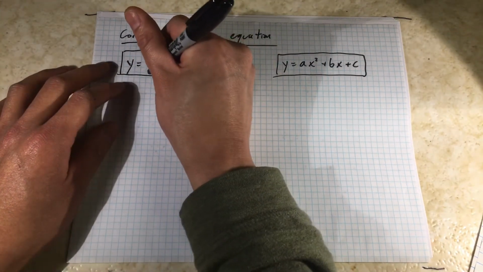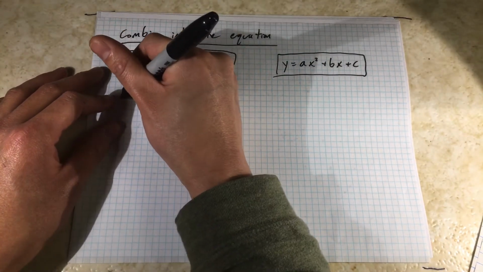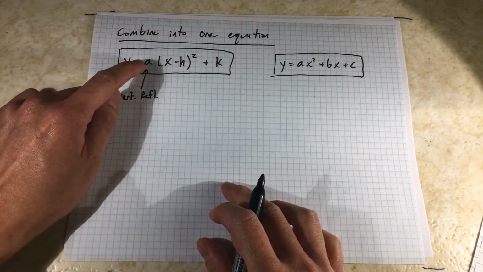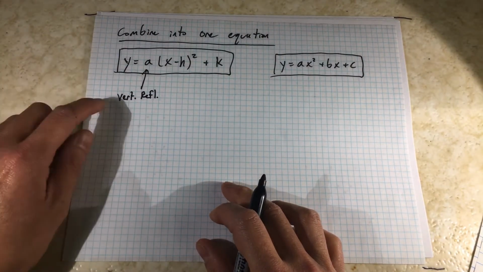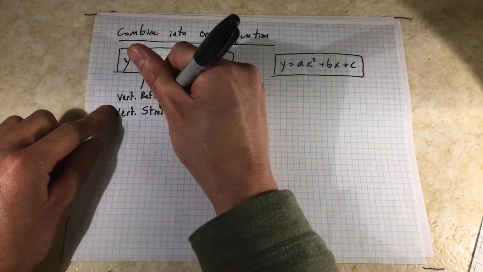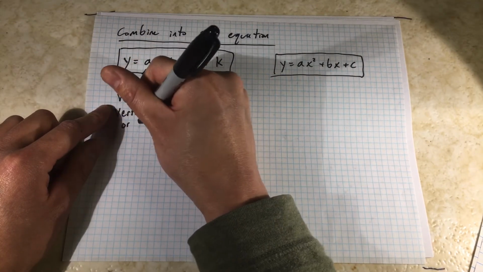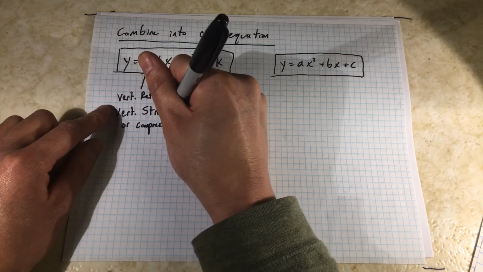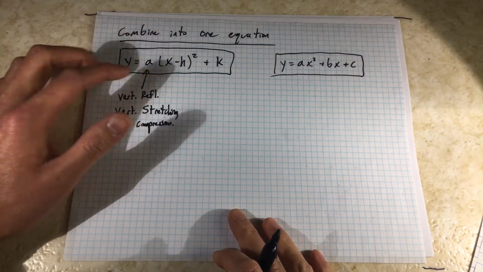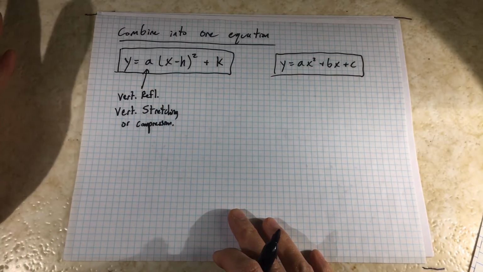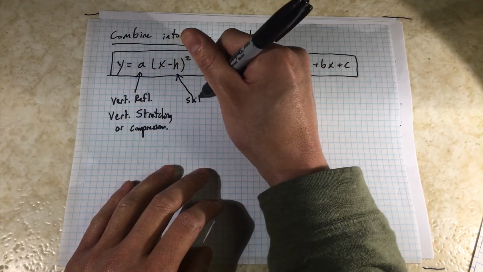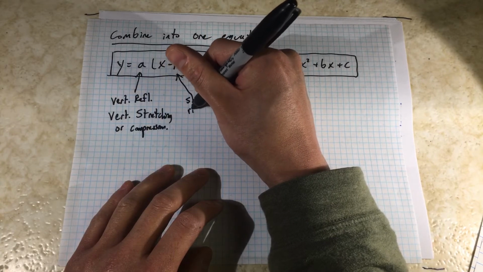So this a right here actually tells us 2 things. It tells us about vertical reflections: there's a vertical reflection if it's negative, and if it's positive, there's no vertical reflection. It also tells about vertical stretching or compression: if it's greater than 1, it's going to be a vertical stretch, and if it's between 0 and 1, it's going to be some sort of compression. This value of h tells us the shift, either to the right or left.